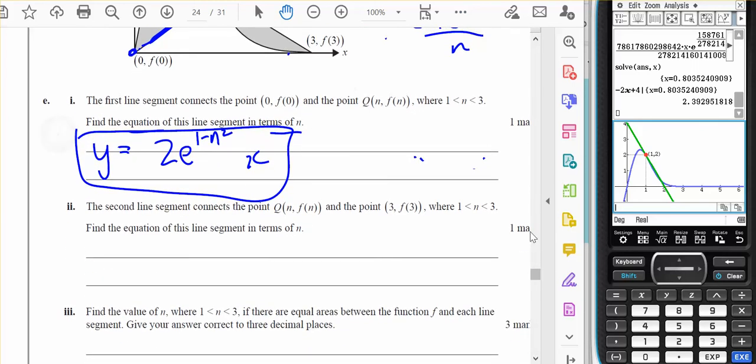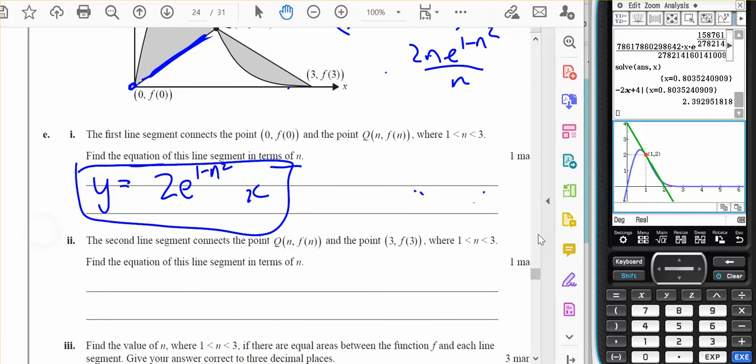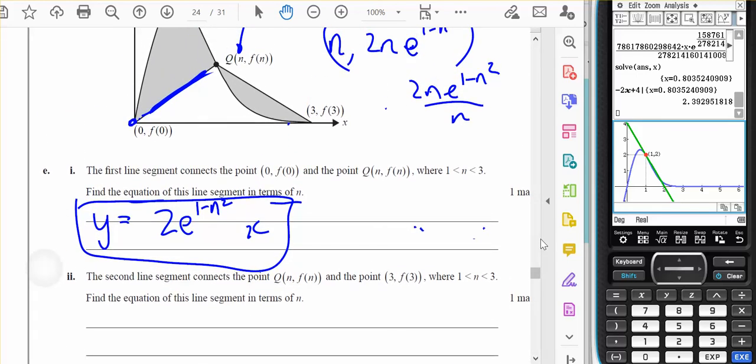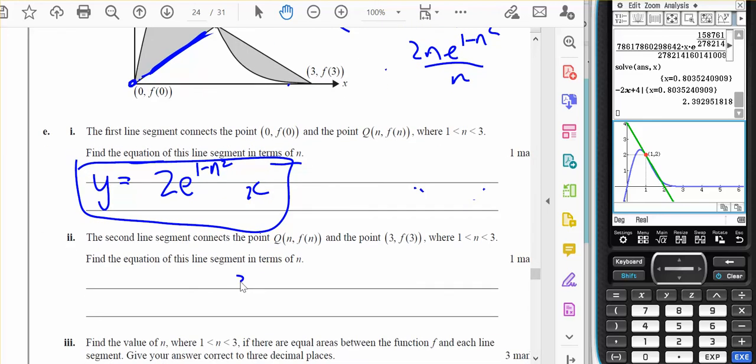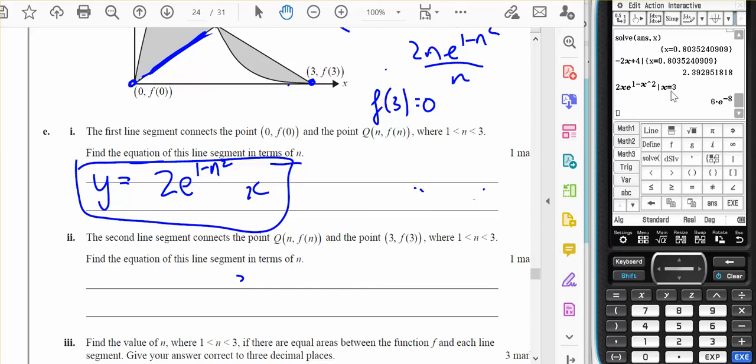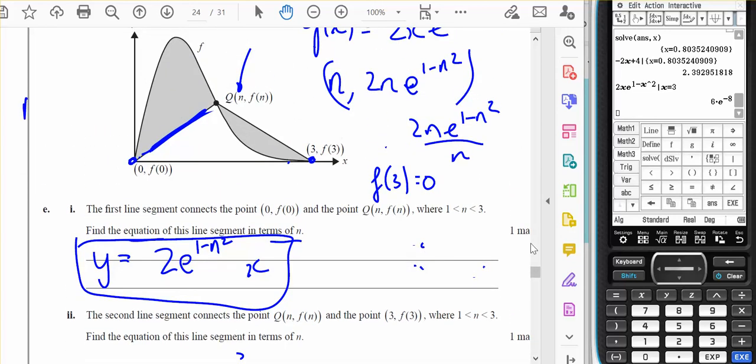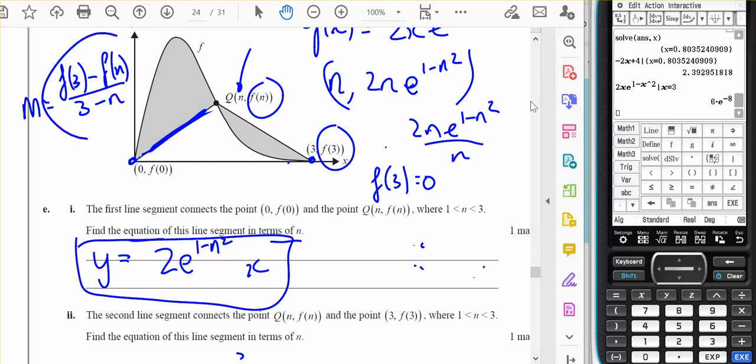A second line segment connects Q to 3. Find the equation of this line in terms of n. Okay, so is f of 3 equal to 0, I wonder? And the answer is no, it's not, because this is an asymptote. So it looks as if it is, but it's not. Okay, so the gradient of this line should be y2, which is f of 3, minus y1, which is f of n, over x2, which is 3, minus x1, which is n. So that's going to be my gradient of this line.